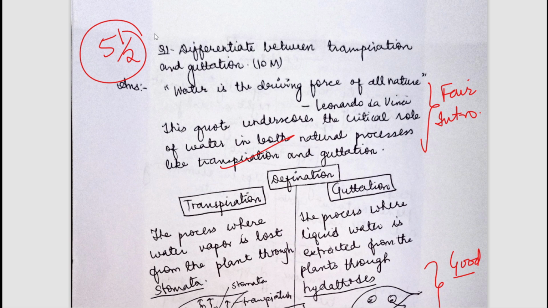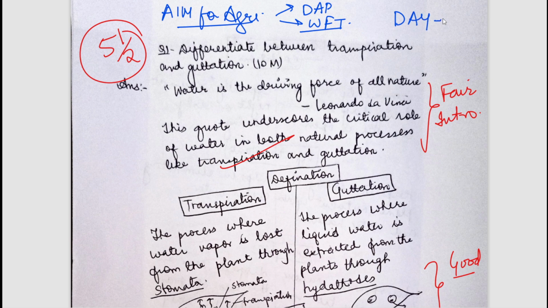As we all know, we are running our Aim for Agriculture series, where we have daily answer writing practice plus weekly full tests. Many students have joined it and they are writing very good answers on a regular basis. Today we are going to discuss the answer copy of day 12. We have already discussed the answer copies up to day 11 and two full tests.